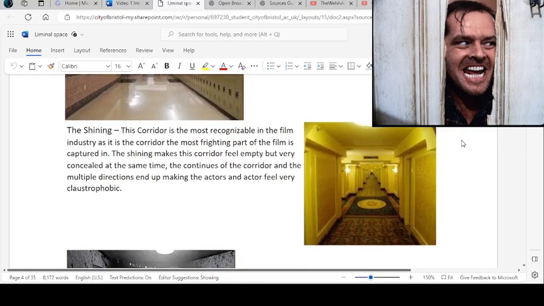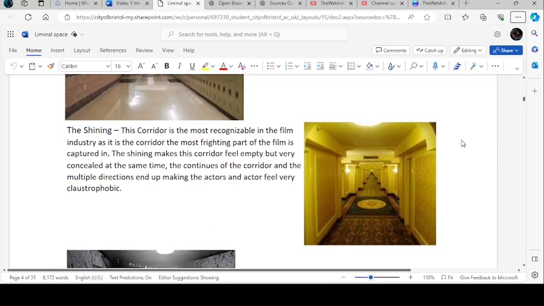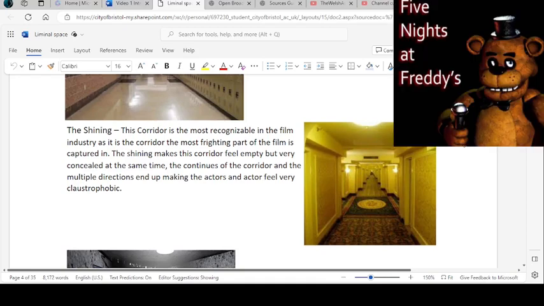The Shining. This corridor is the most recognizable in film, as it is the corridor the most frightening part of the film is captured in. This is The Shining. The Shining makes the corridor feel empty but very concealed at the same time. The continuousness of the corridor and the multiple directions end up making the actors feel very claustrophobic.